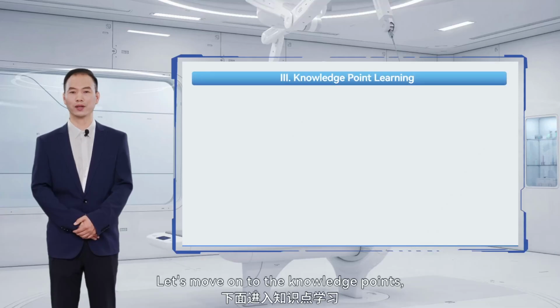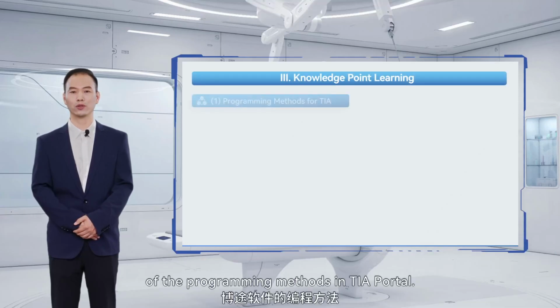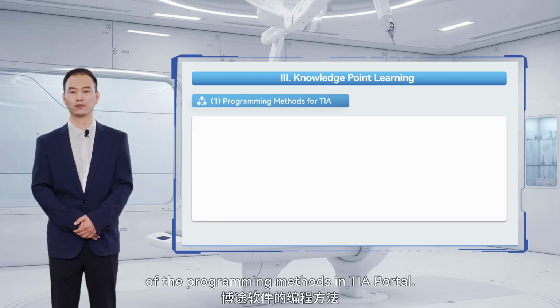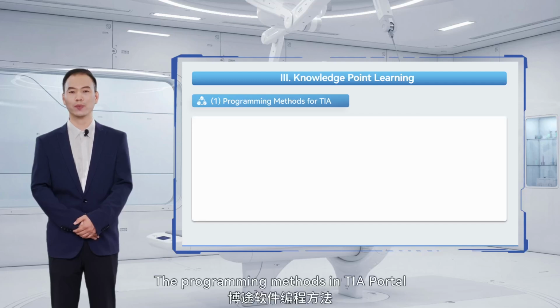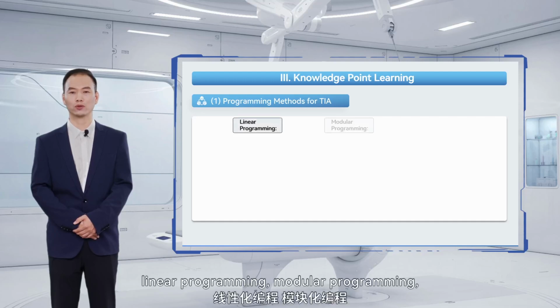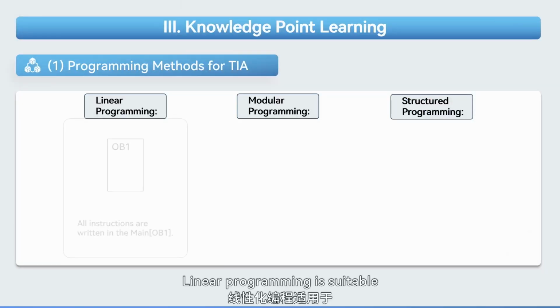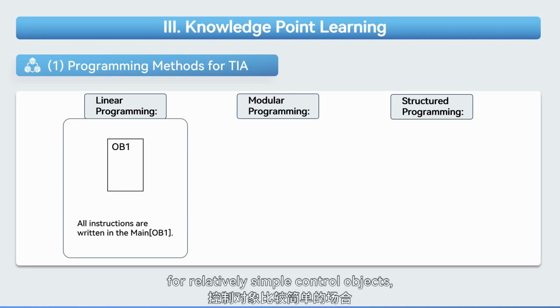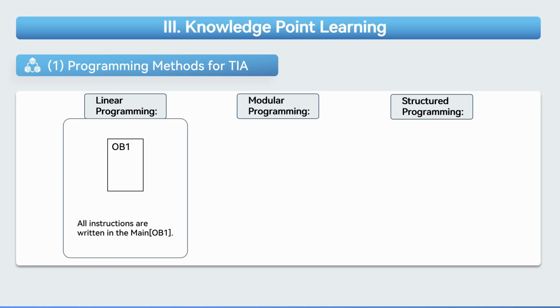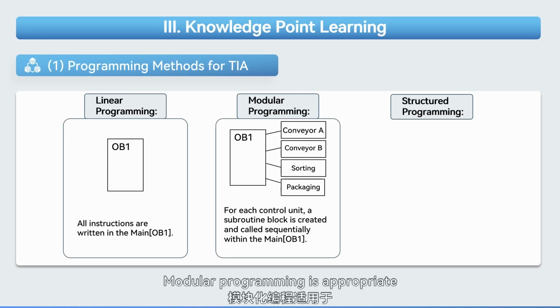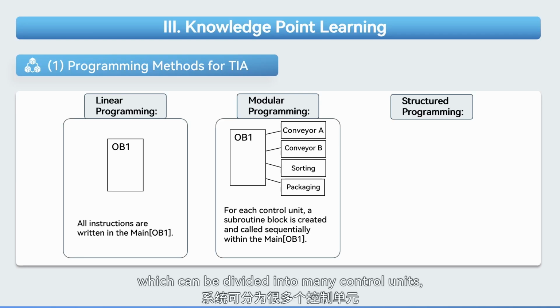Let's move on to the knowledge points, starting with an explanation of the programming methods in TIA Portal. The programming methods in TIA Portal are divided into 3 types: linear programming, modular programming, and structured programming. Linear programming is suitable for relatively simple control objects, where the entire program is executed within a cyclic organization block, OB1.